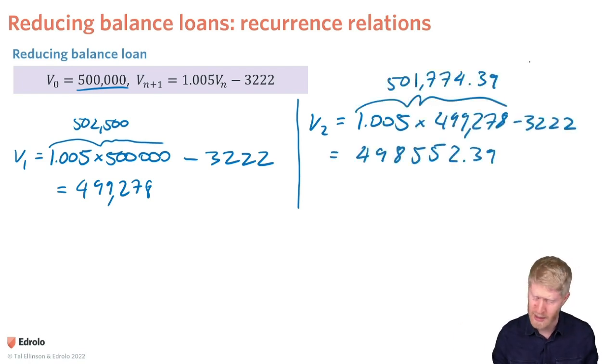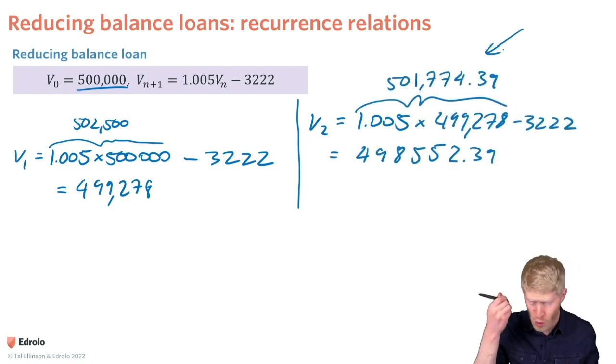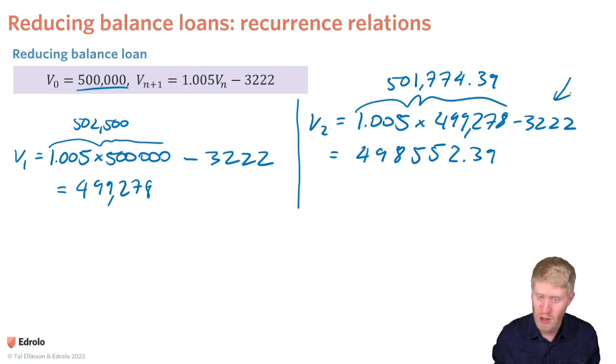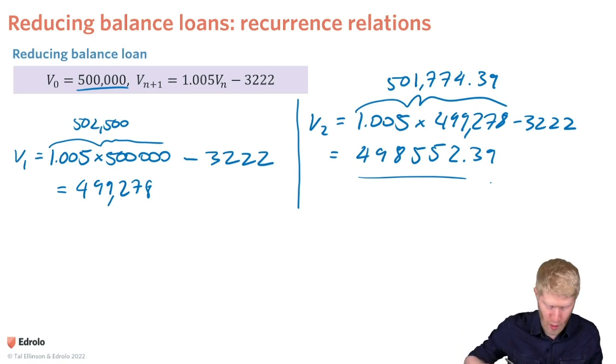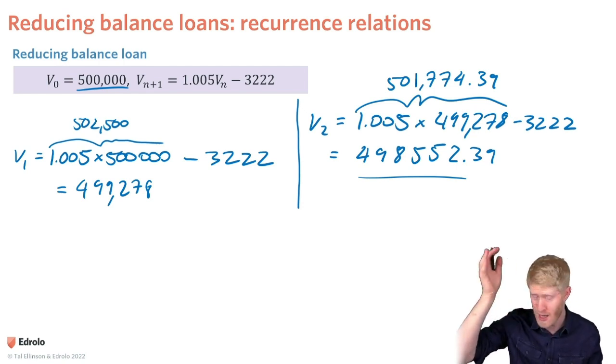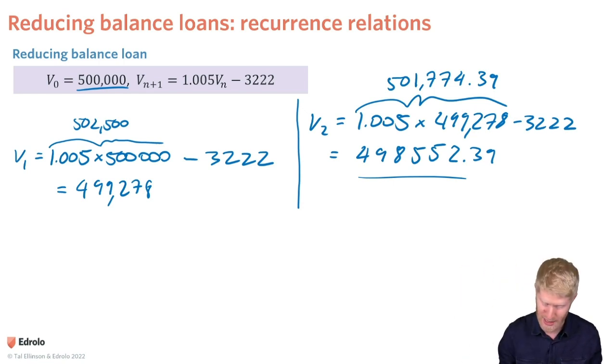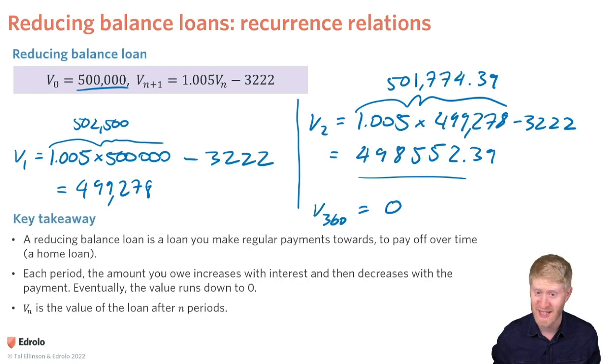I'll just show you this idea for the second one. Again, with that second payment, we can see the interest made the balance grow, but we made a payment to reduce the balance of our loan. It's dropping more, it's getting lower and lower. Eventually, after, I believe this one's 30 years, 360 payments, we're going to get down to zero. V360 will equal zero. That's a summary of the key ideas. Let's now practice this with some questions.